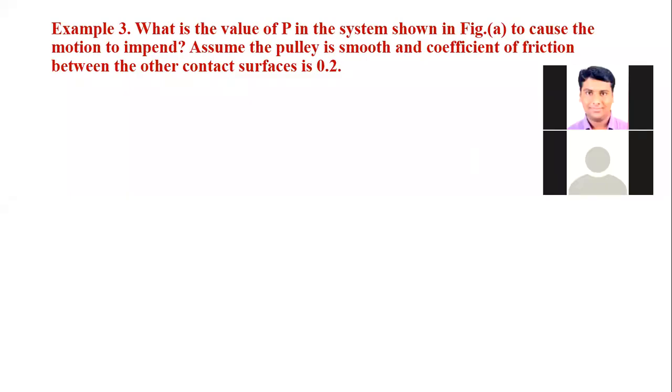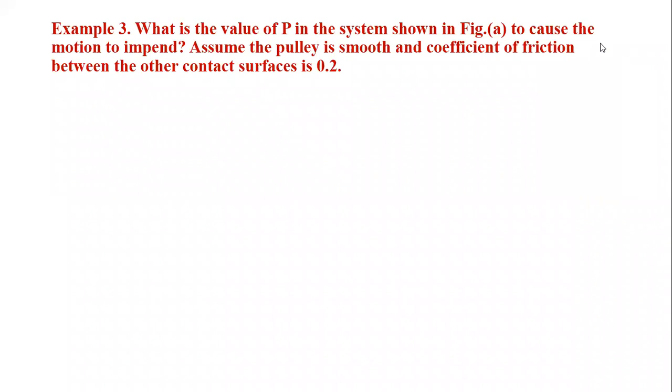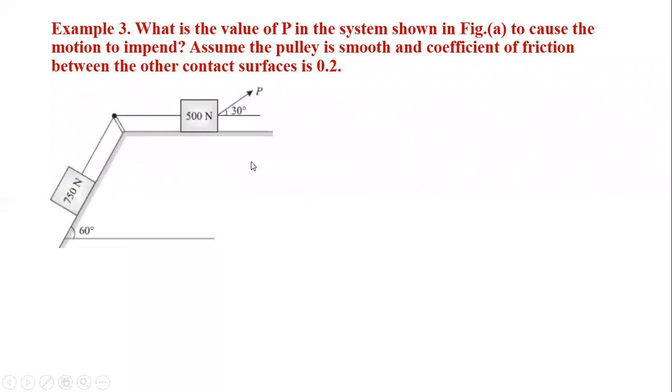Okay, today we are discussing the problems on friction. These are the connected bodies problems. What is the value of P in the system shown in the figure to cause the motion impending?